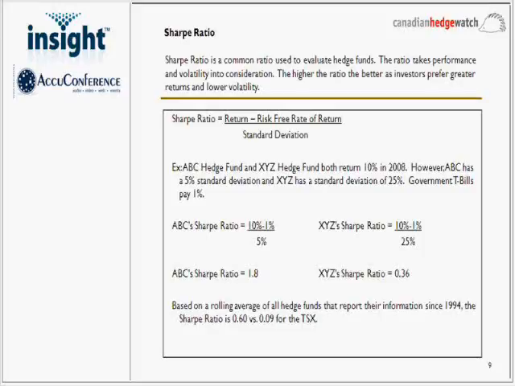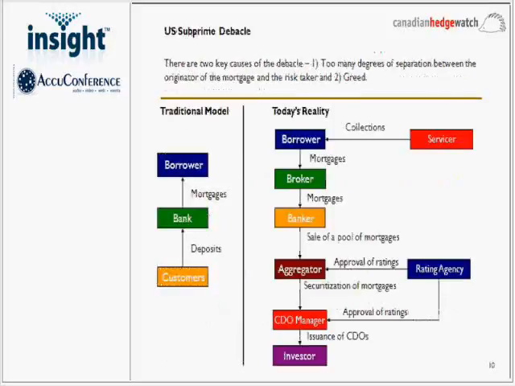This is not directly related to hedge funds, but I thought this was an interesting picture to show you in terms of the subprime debacle. The reason why I have this slide is because the subprime crisis really played a large role in a lot of the volatility in the markets that we have today. Our traditional model in terms of bank lending, in terms of mortgages, is a bank collects deposits from customers, and they take those deposits and lend them out to borrowers for mortgages. So this was the world that we lived in years ago.